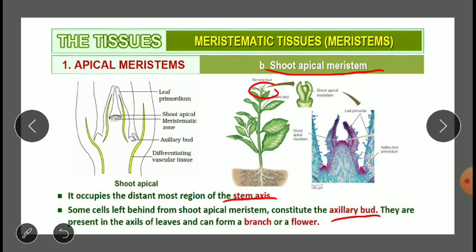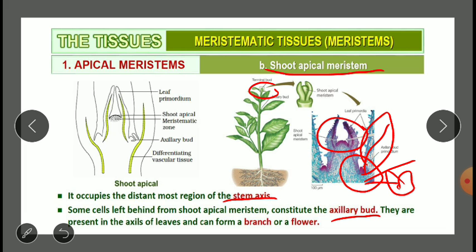The axillary buds are going to be present in the axil of the leaves and can form a branch or a flower. So whichever are going to be growing on the top, they are responsible and they are continuing into the shoot. They grow, they increase the length of the plant and the new stem goes on forming. But some of the tissues of the shoot apical meristem remain in some places, and these are known as the axillary buds, from where a new leaf or a new branch or a flower can arise from this axillary bud.